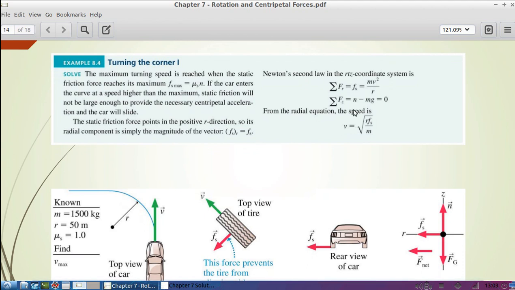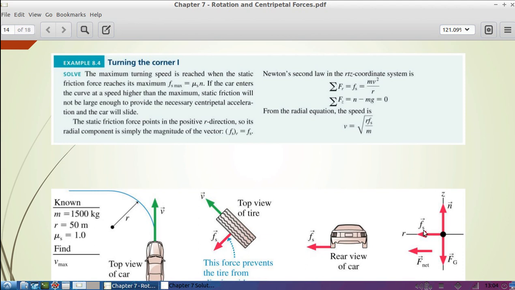Okay. So Newton's second law in the z direction is the normal force minus the gravitational force, which is equal to 0. There's no acceleration. You're not leaving the surface of the road. So the net force in the z direction is 0. The net force in the r direction is the frictional force. Now this is a lowercase s. I've gotten some questions about the s and the k before. This is rolling friction.